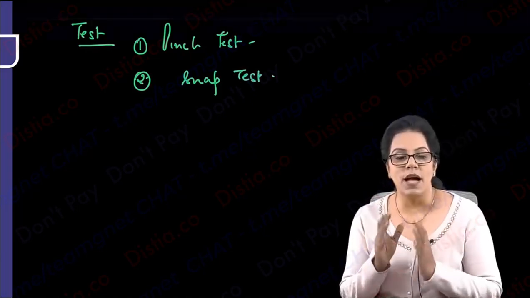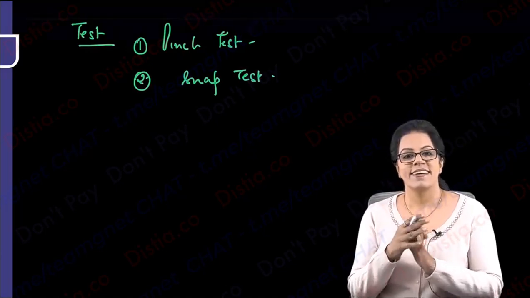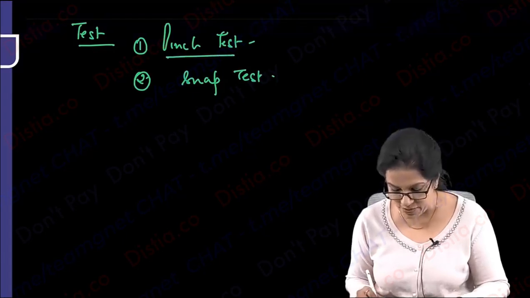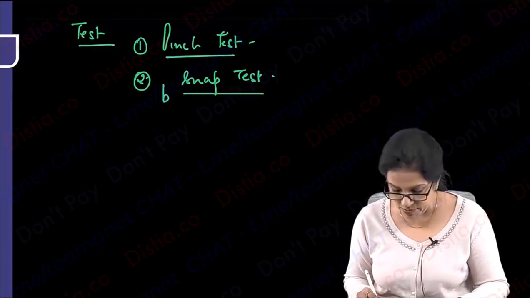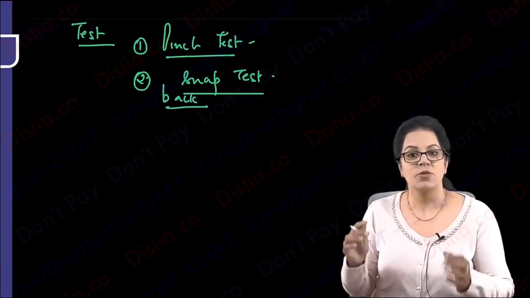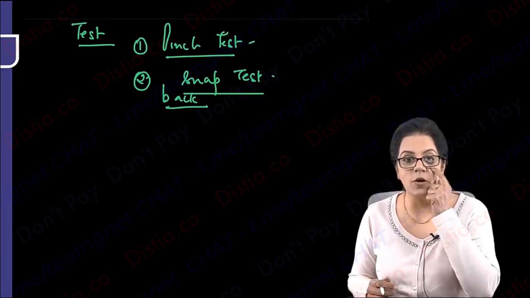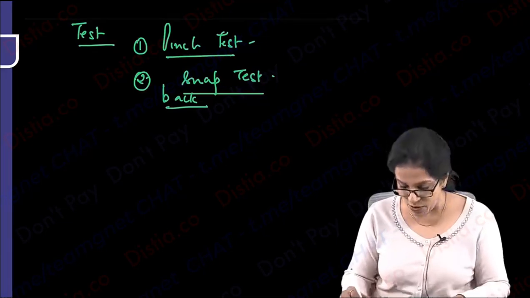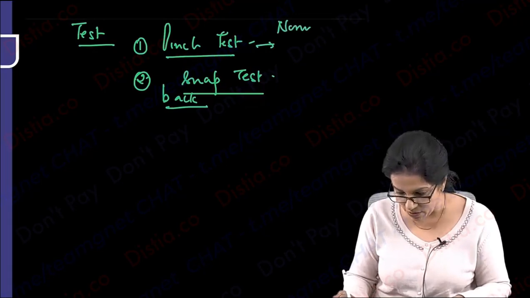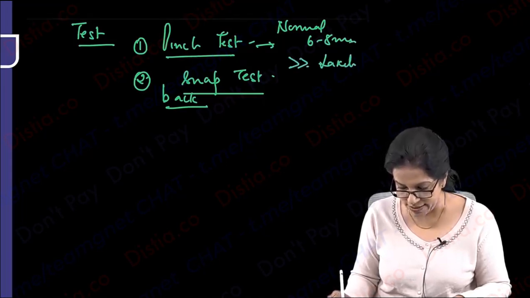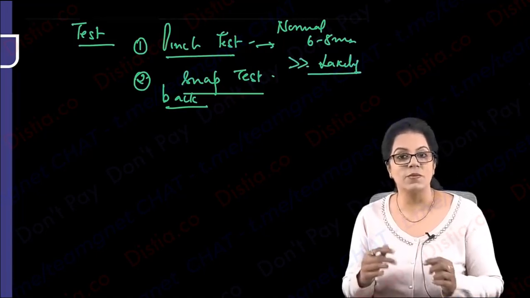So when you talk about how do you test the horizontal lid laxity, I said there are two tests. One is pinch test and one is snapback test. What is snapback test and what is pinch test? In case of the pinch test, you are just pulling the lower lid and seeing how far it can move from the globe. So normal value is around 6 to 8 millimeters, but anything more than that shows laxity. So this is one important test.